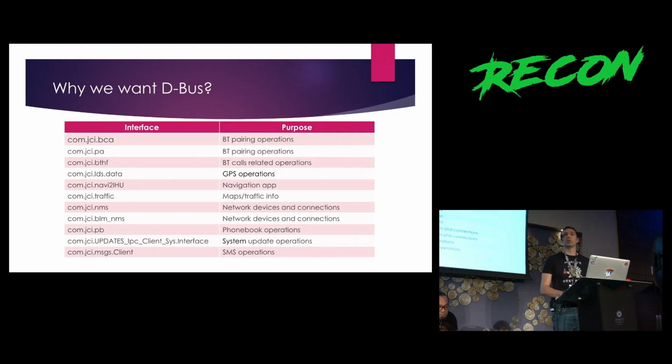So why do we want to use dbus? Well, first of all, because the whole infotainment system is already exposing dozens of different interfaces with really interesting functionality. Some of them really caught our eye immediately. Some are listed here. For example, we can interact directly with the Bluetooth pairing operations and GPS operations.